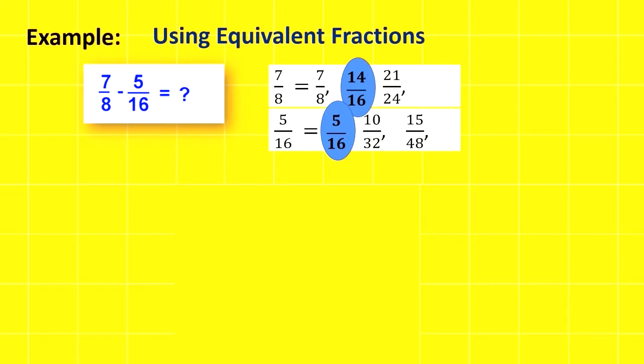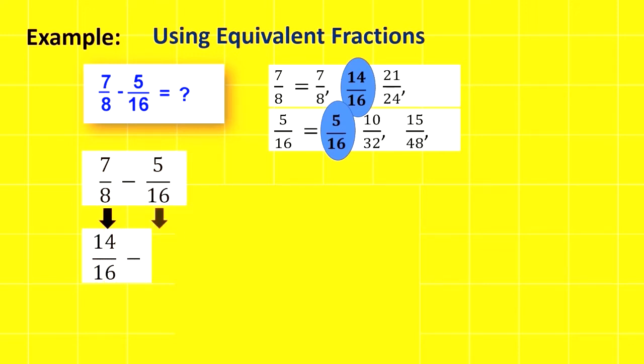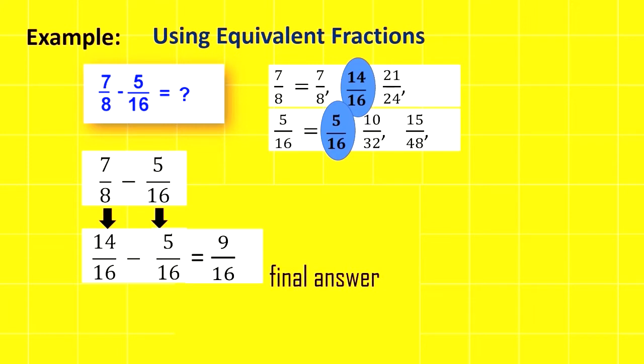Now, instead of using 7 over 8, we shall be using 14 over 16 because it is equivalent to 7 over 8. And then we have 14 over 16 minus 5 over 16. Solving for our answer, we subtract the numerators, 14 minus 5, which is equal to 9, and then copy the common denominator of 16. So our final answer would be 9 over 16.